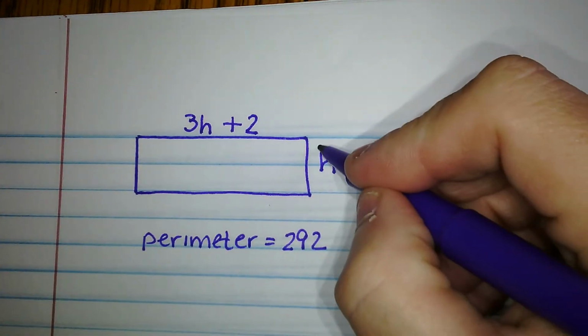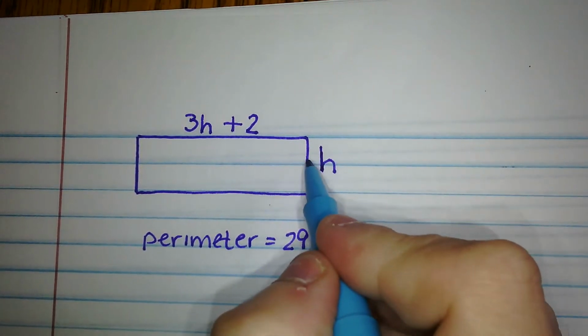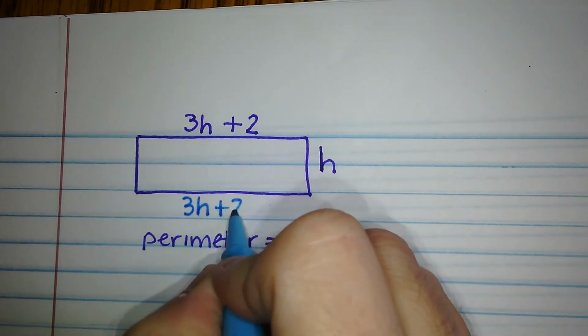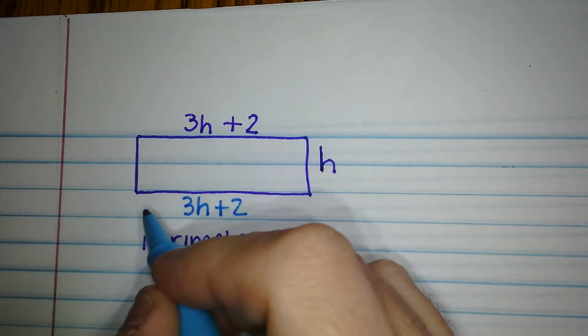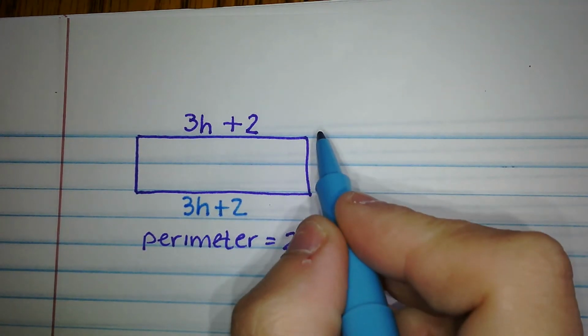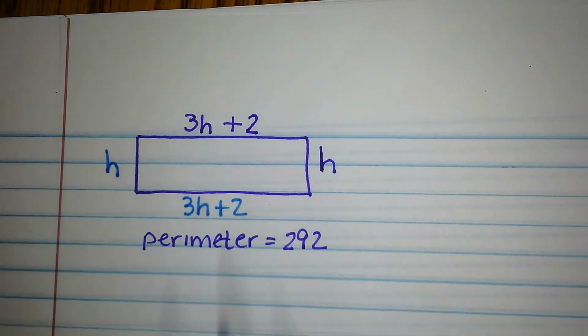And what we're going to do is write an equation, but you have to know that perimeter is when you add up all the sides. So that means that we have to fill in the other 2 sides. What you know about a rectangle is that opposite sides are equal. So you have the long side and the long side that match, so I put 3h plus 2 down there. And you have your short side and your short side that match, so I'm going to put an h over here.